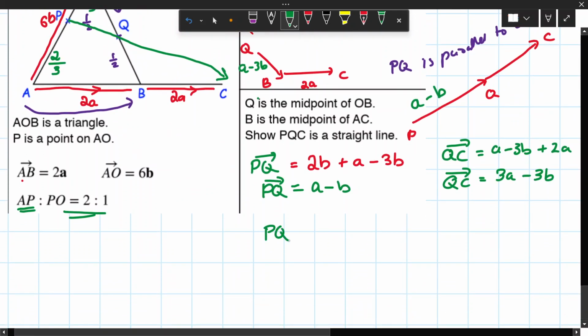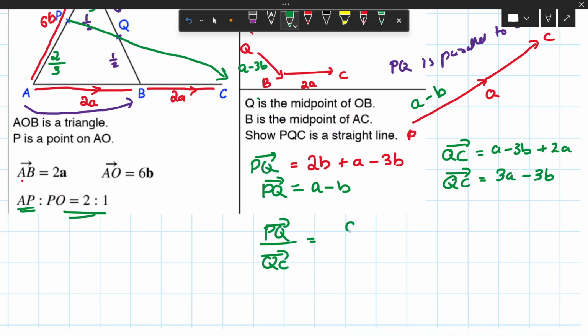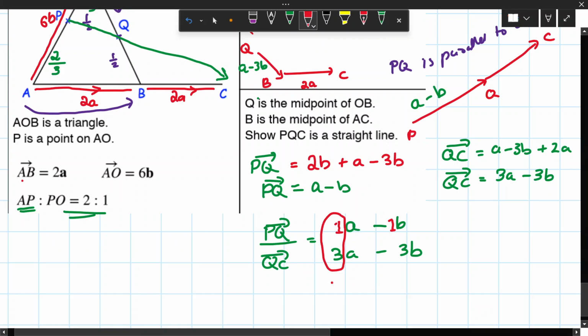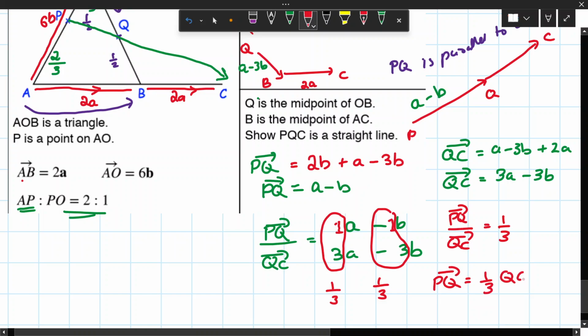So what we're going to do is divide PQ over QC. This is not proper vector division. What we are doing is merely dividing the coefficients. So a minus b, and this one would be 3a minus 3b. So think about it, there is an invisible one here, an invisible one here. If you do the division for these two numbers, you would get 1/3. If you do the division for the next two coefficients, that would also be 1/3. So we can say PQ over QC is equal to 1/3, or PQ is equal to 1/3 of QC.